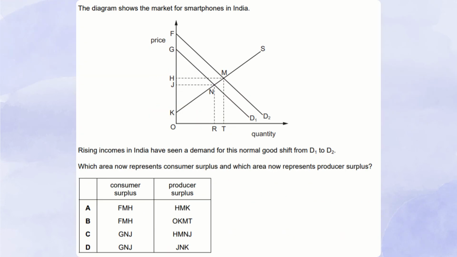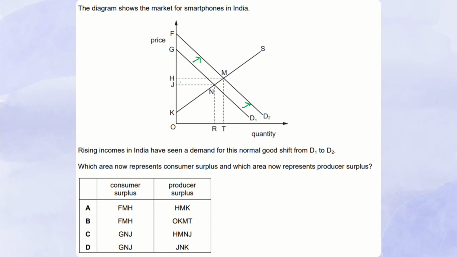So the first question is on the screen, and it talks about how the demand curve has shifted from one place to another. All right. So the demand curve has shifted D1 to D2. You can read the question if you want, but I'm just summarizing the question for you guys. Now they are asking what is the new consumer surplus and what is the new producer surplus.